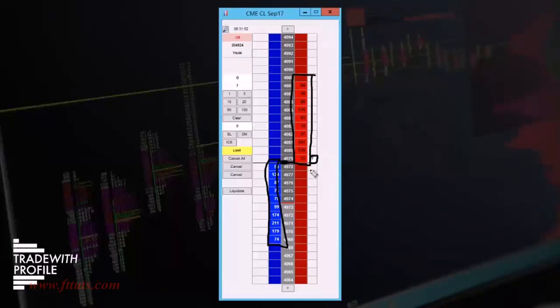Now, if I wanted to buy this and immediately get into it, I can just click in one of these and I'll immediately get filled at 49.79, because that's the lowest offer, right? If I want to sell this, I can get in at 49.78. It's the highest bid, right?